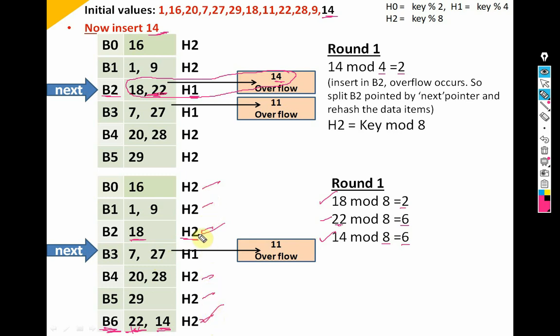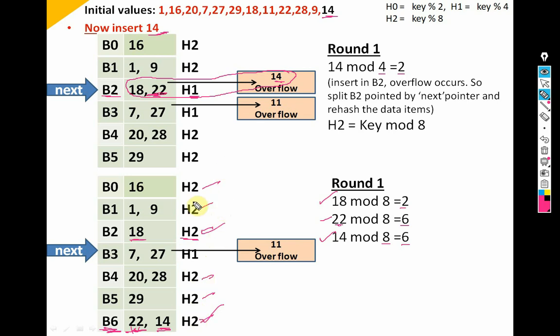All H1s are getting converted to H2. Even if I insert some more values, this H1 will be converted to H2. When all these H1s get converted to H2, then we will say round 1 is completed. Round 1 is not yet completed. Even if I insert some more values, there is a possibility of converting this H1 to H2.